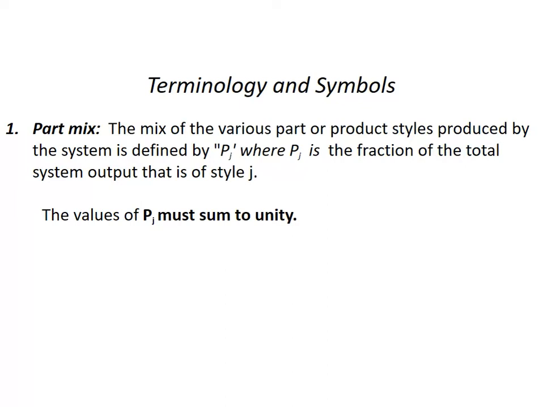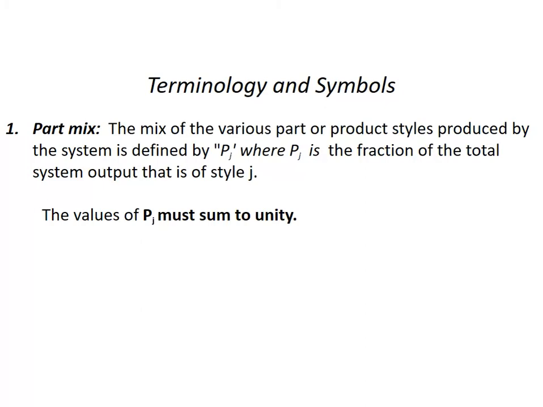So we have the terminologies and symbols for each term. The part mix, as the name implies, is the various parts or production styles produced by the system, and it is normally called PJ. PJ is the fraction of the total system output that is of style J. Style J is the design of that particular part, labeled here as J. It is the ground rule that the sum of all the PJ values will be equal to 1, which is unity.